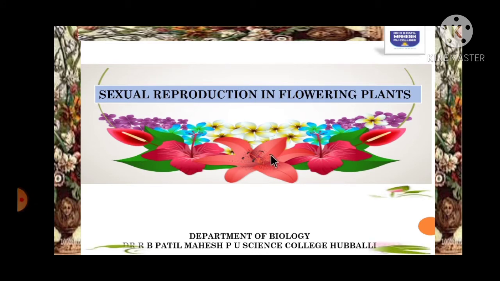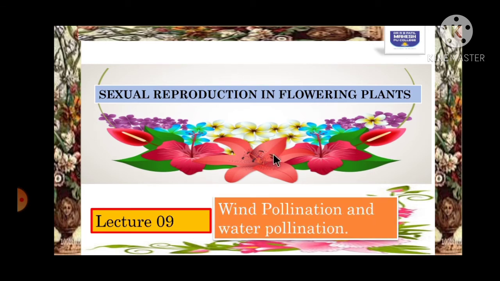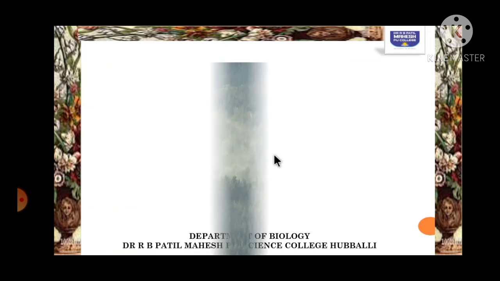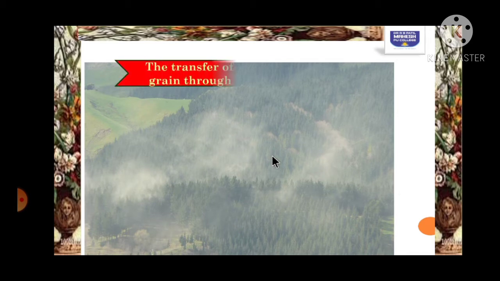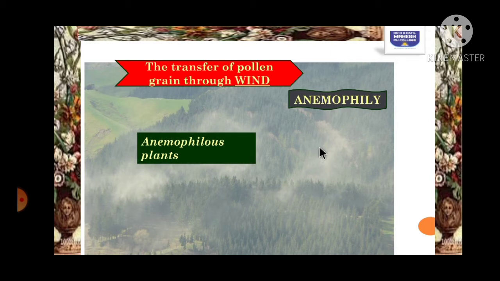Students, today in this video, that is in lecture 9, we are going to discuss wind pollination and water pollination. So let's begin with wind pollination. If the plants are getting pollinated through the agency of the wind, then it is called wind pollination. Wind pollination can also be called anemophily. The plants which have such adaptations are called anemophilous plants.